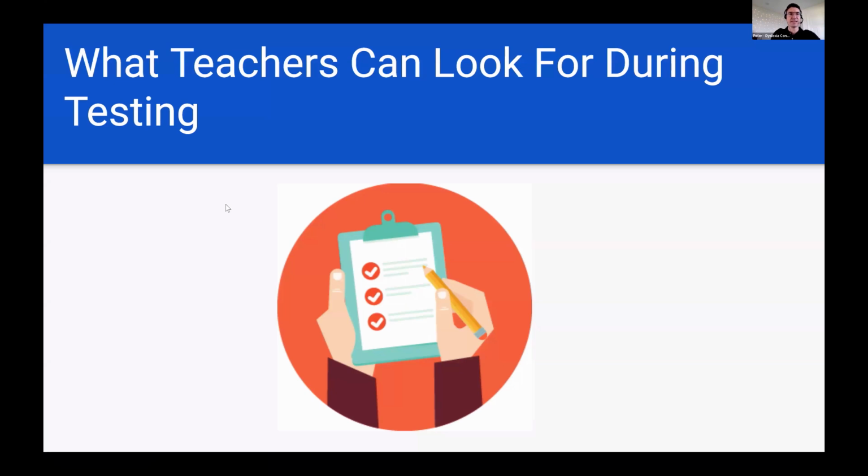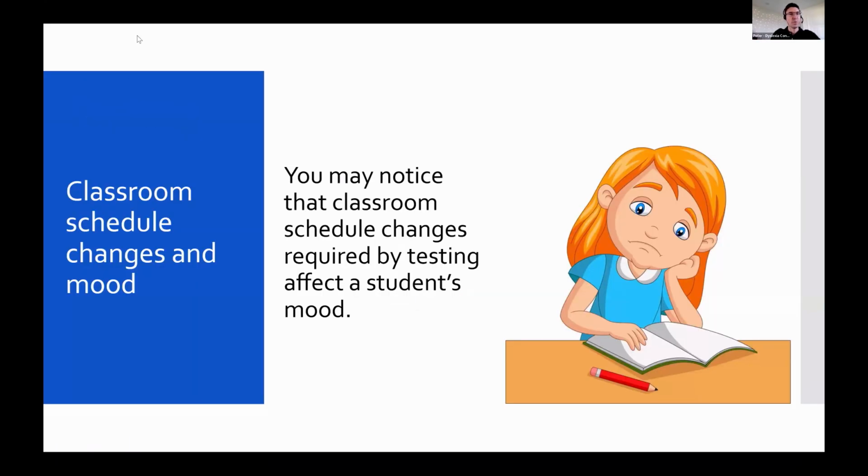So I thought we'd go over some things that teachers can look for and maybe notice during testing. So one thing is you might notice that the classroom schedule changes the mood of a student. You may notice that being out of the normal routine can affect a student. They may seem kind of sad or just a little bit detached, and that is often because the schedule changes required by testing cause students with dyslexia to feel a little bit out of it and a little bit nervous.